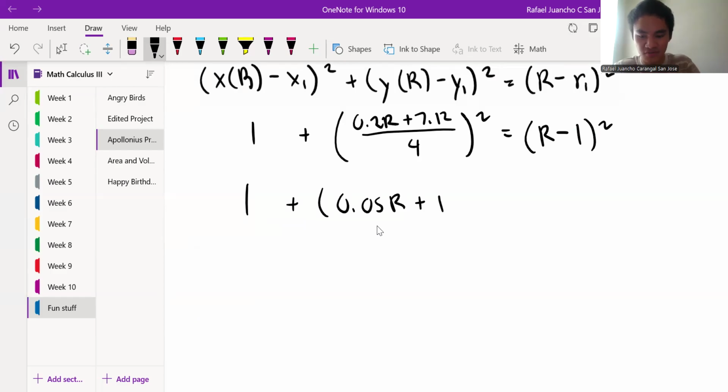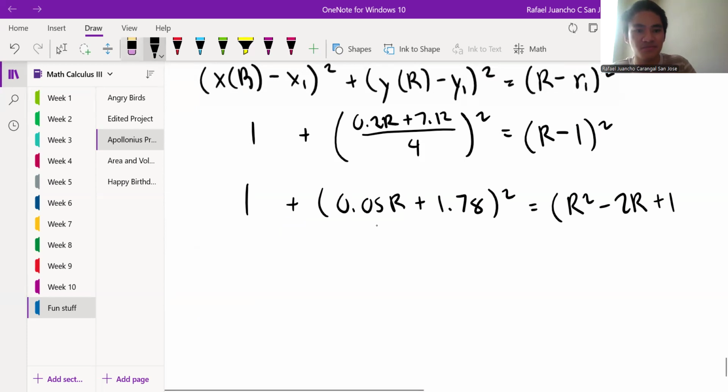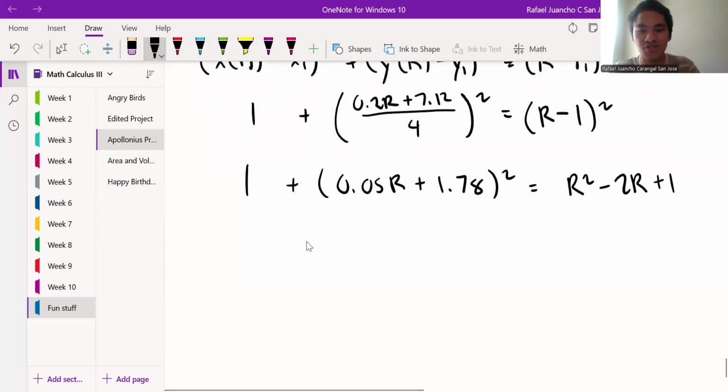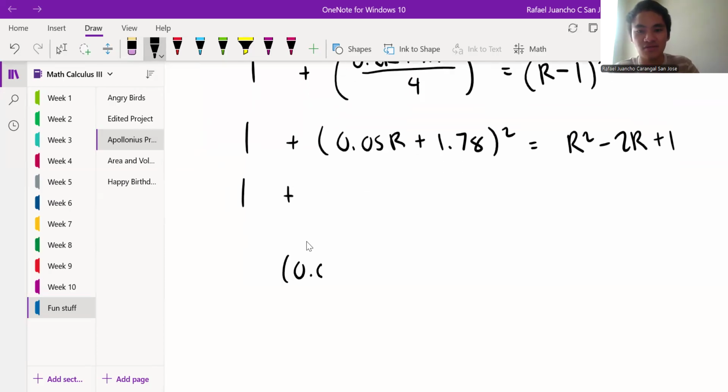7.12 over 4, that's 1.78. And I think I can expand this thing. So I get r squared minus 2r plus 1, right? I'm just checking. R squared, negative r, negative 2r plus 1. Okay. And from here, now we can just expand this out. Let me try doing that.